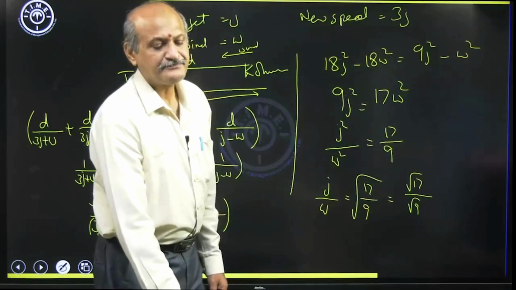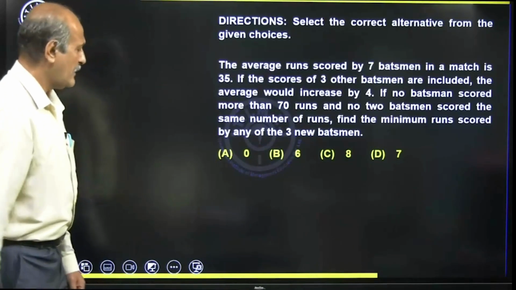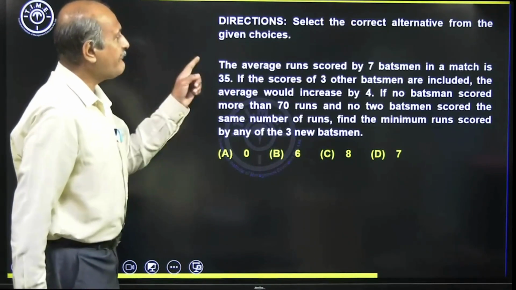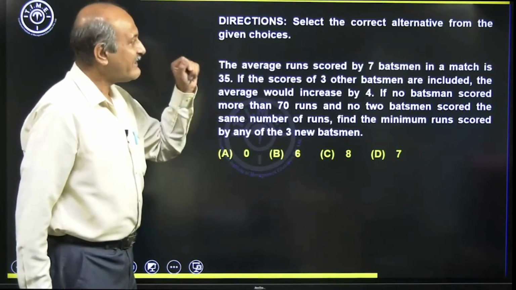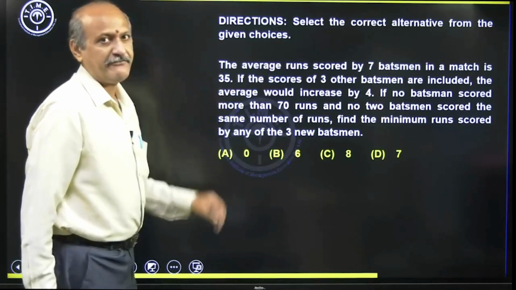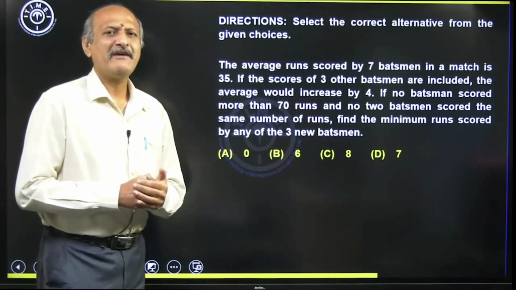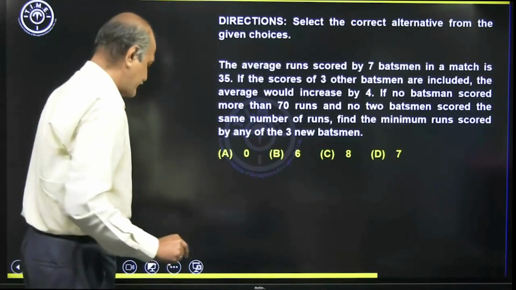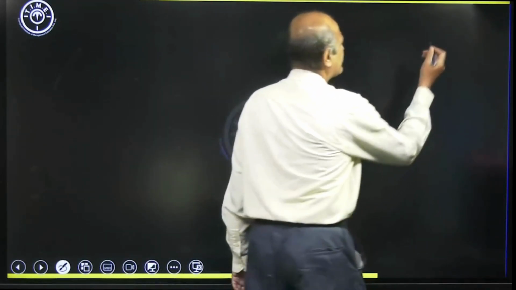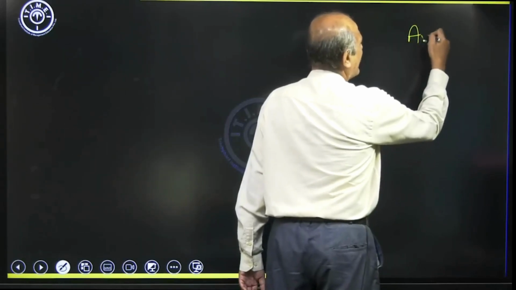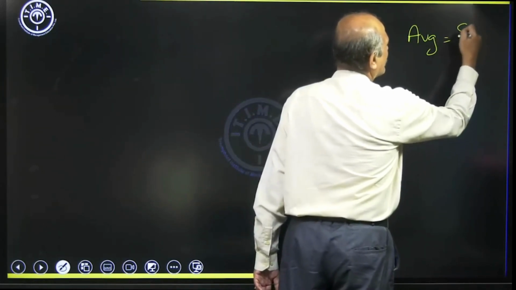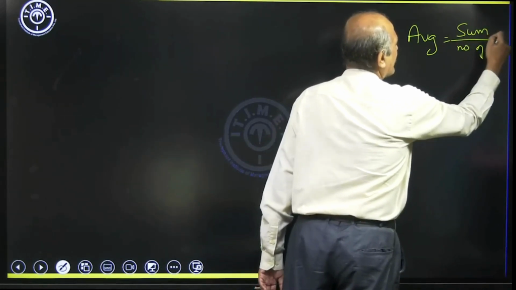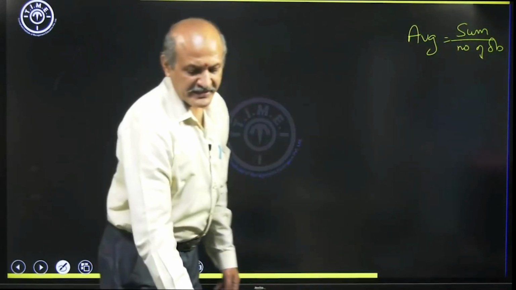Let's try another one. Let's try this question on averages. It reads, the average runs scored by 7 batsmen in a match is 35. What do we know about average? Average is the sum of observations divided by the number of observations. Let me write that one. This is a basic formula. Average is equal to the sum of observations divided by the number of observations.